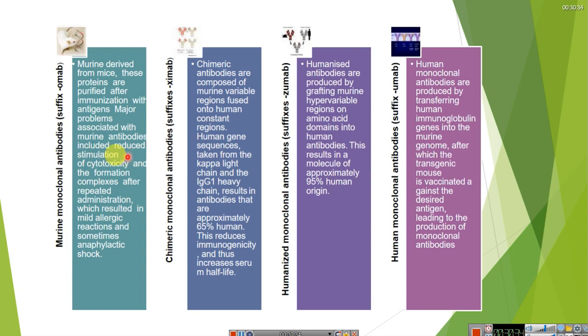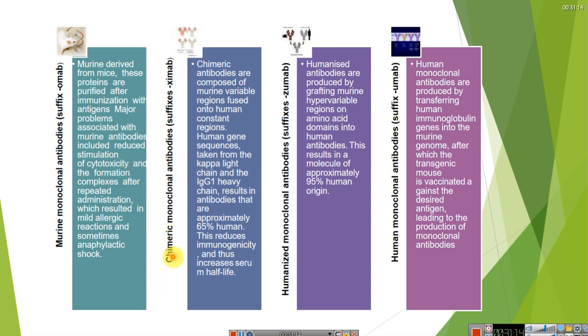They show reduced stimulation of cytotoxicity, and they also form complexes after repeated administration. If you repeat the administration, they may form complexes, and they may result in an allergic reaction or even sometimes anaphylactic shock. So that's why these are the drawbacks of using mouse monoclonal antibodies: there can be allergic reactions, immune complex formation, and they also do not carry out the Fc region's function as effectively as compared to human monoclonal antibodies.